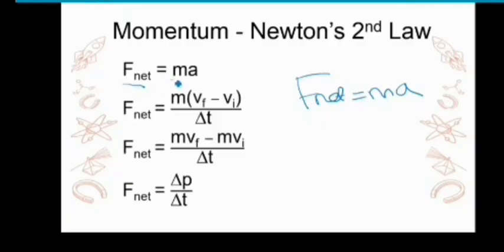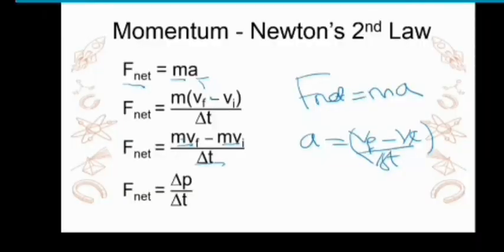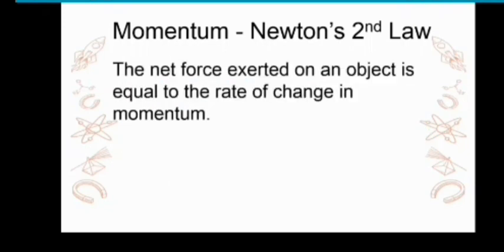Net force is equal to mass times acceleration, but remember our acceleration is also the rate of change in velocity: final velocity minus initial velocity over time. If we substitute this into our equation, we have final momentum minus initial momentum divided by time. So the final momentum minus initial momentum gives us a change in momentum over time. So we can now define net force in terms of momentum as the rate of change in momentum. The net force exerted on an object is equal to the rate of change in momentum.